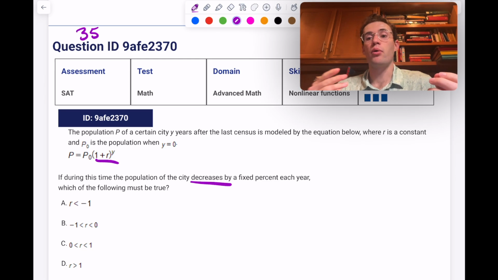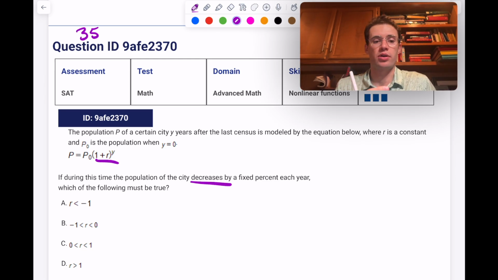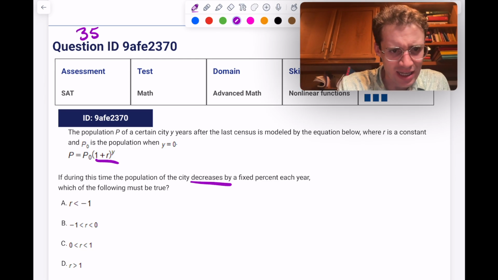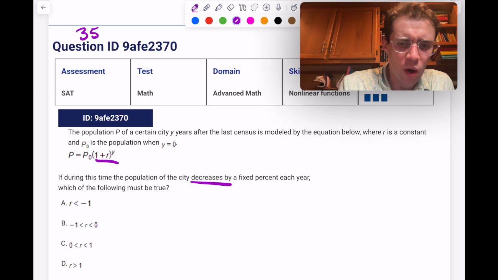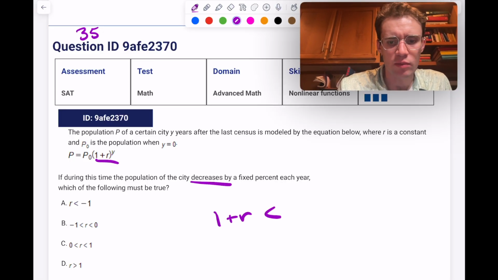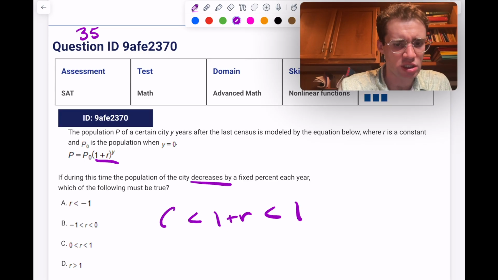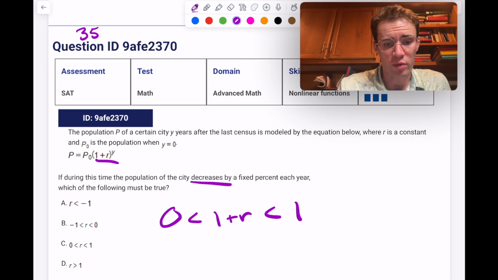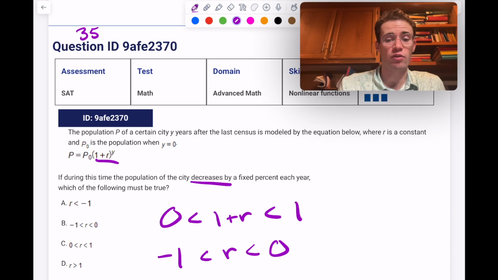Even if you're multiplying it by 0.99, then it's getting 1% smaller each year. So this says R is less than -1. No, we want 1 plus R to be less than 1, but still greater than 0. So I guess we could subtract 1 from both sides. So -1 is less than R is less than 0. So R is something between 0 and -1.